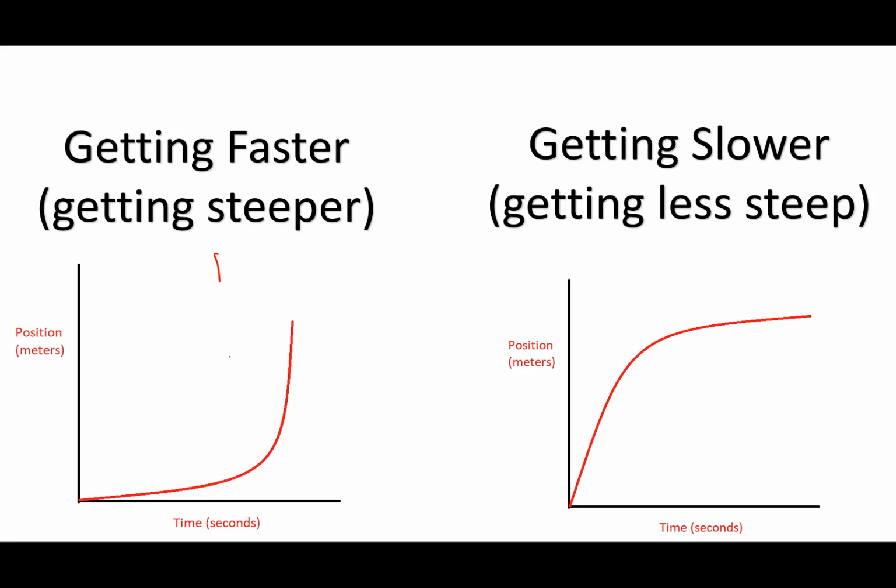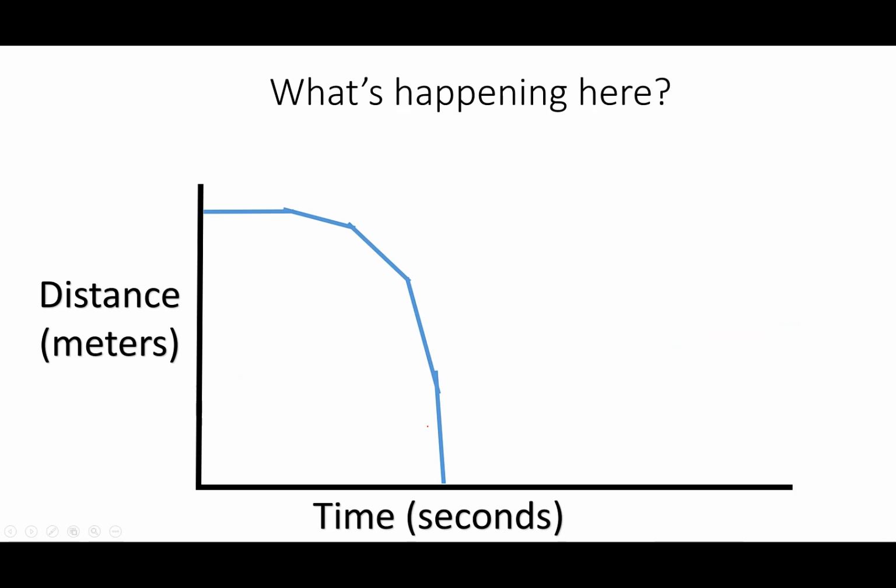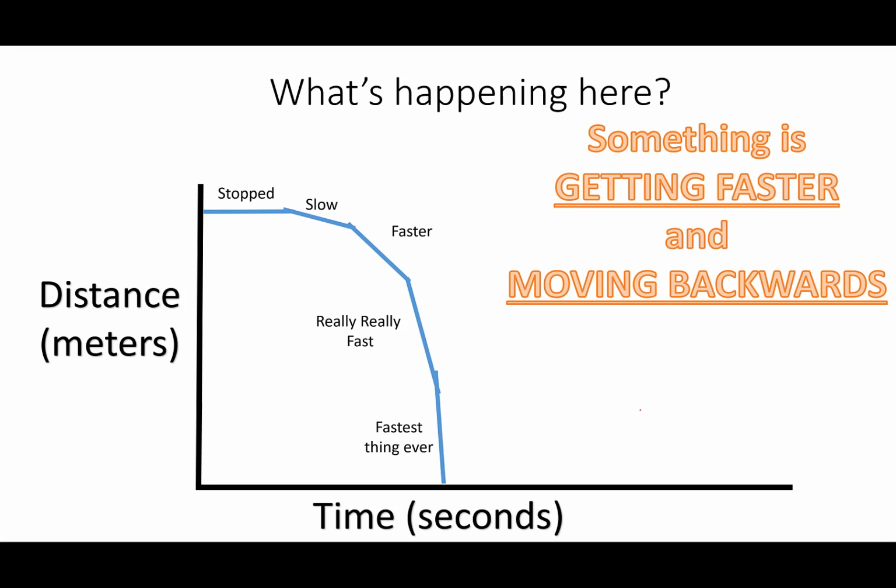So this is a curvy line of something getting faster because the slope increases. This is a curvy line of something getting slower because the slope decreases. This is the same thing except they're going backwards, right? So they start off stopped, speed up a little more, speed up a little more, and they're going really fast, but they're going really fast backwards, which is why it's negative. Sorry if I'm talking too fast. Anyway, this is something moving fast getting backwards.